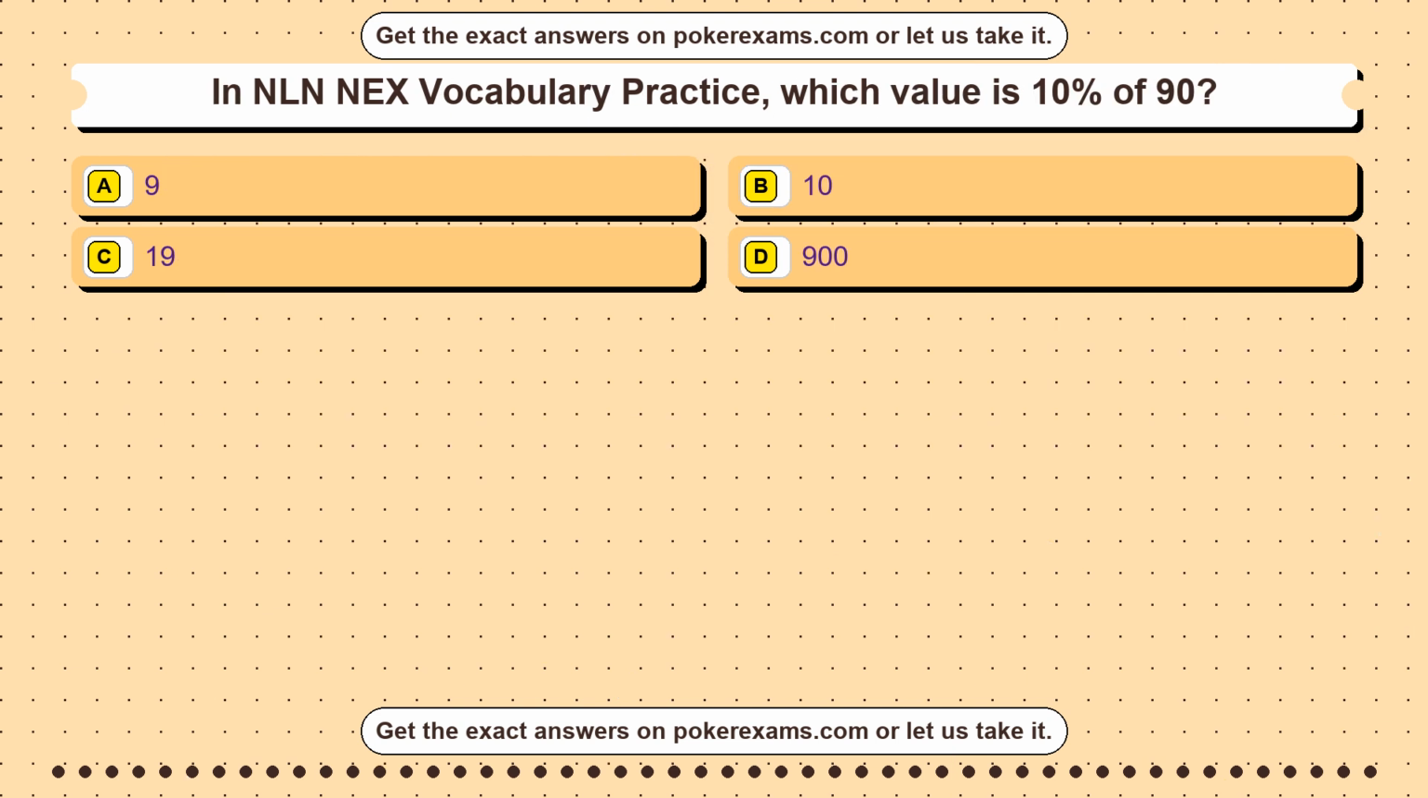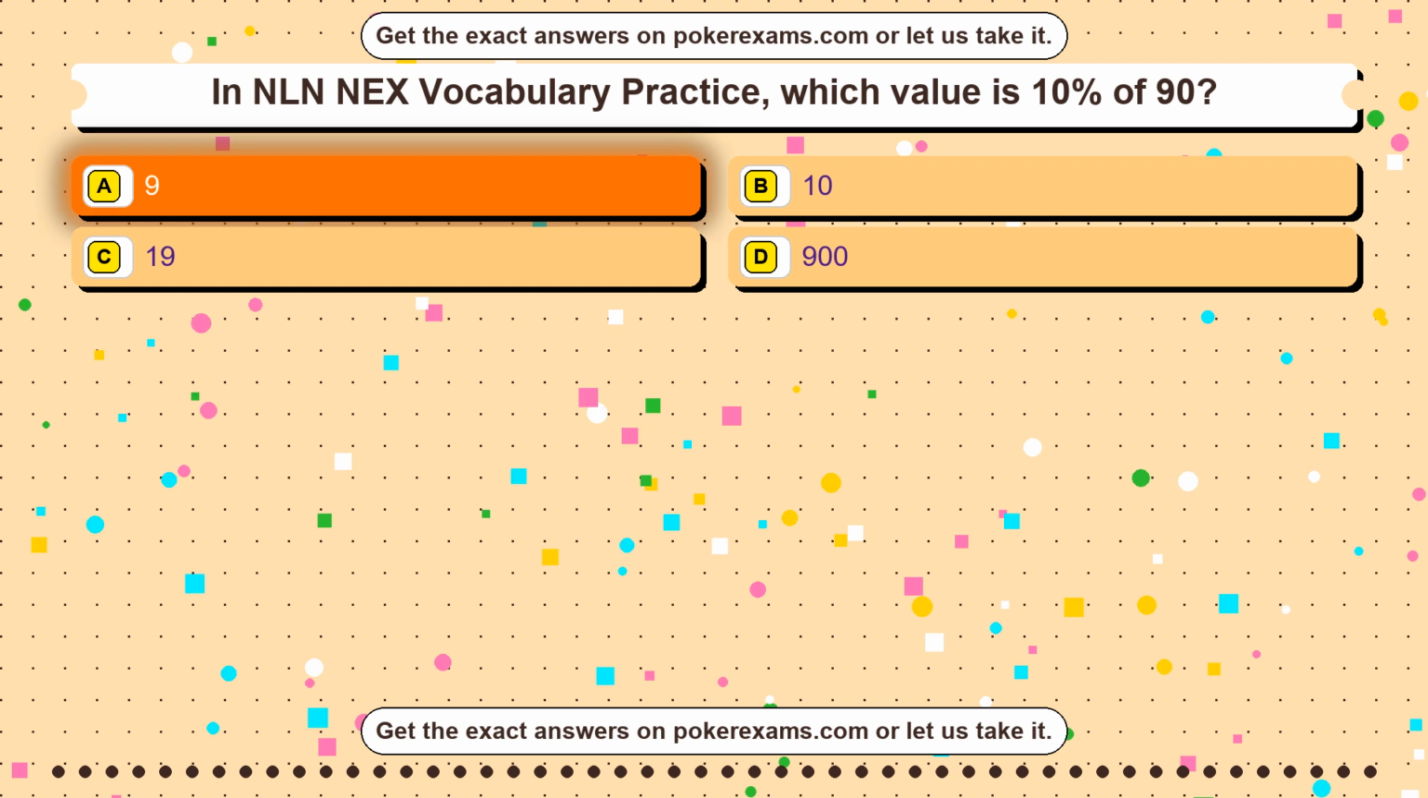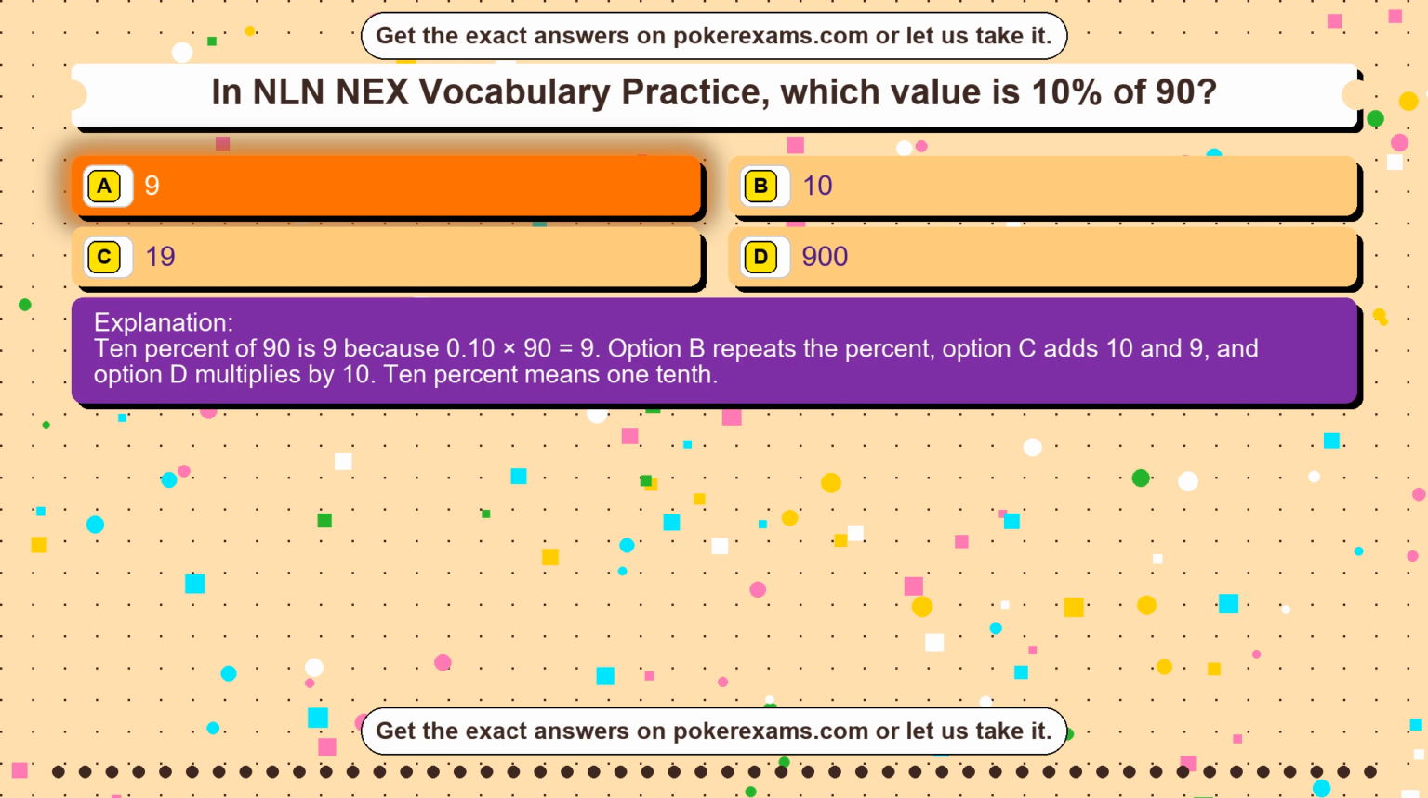Question 13. In GED test prep, which word best describes a claim supported by evidence? Option A argument. Option B fragment. Option C decimal. Option D variable. The correct answer is option A. An argument in reading and writing is a claim supported by reasons and evidence. A fragment is an incomplete sentence, a decimal is a number form, and a variable represents an unknown. Evidence points to argument structure.